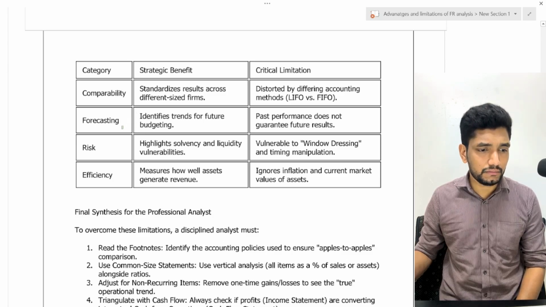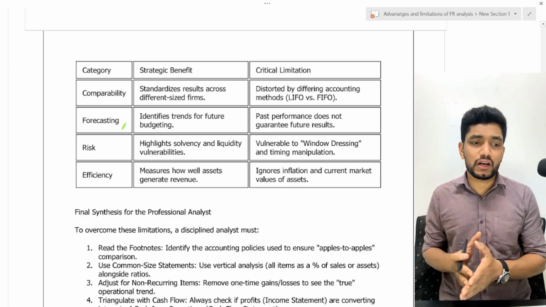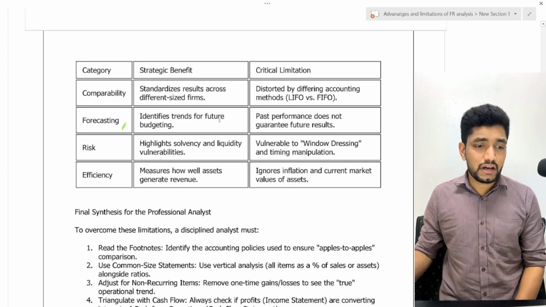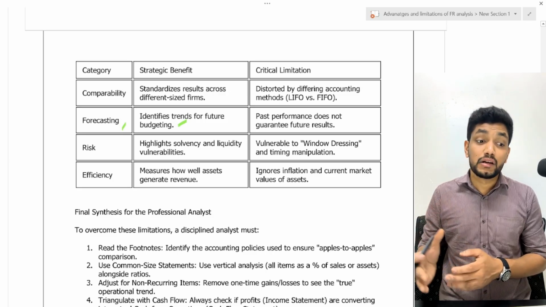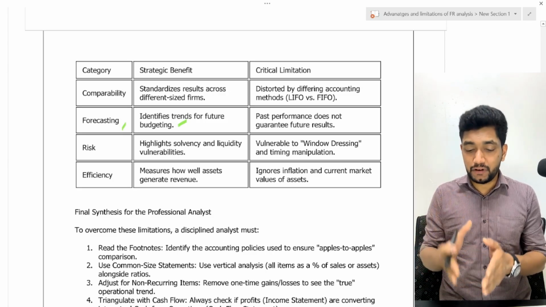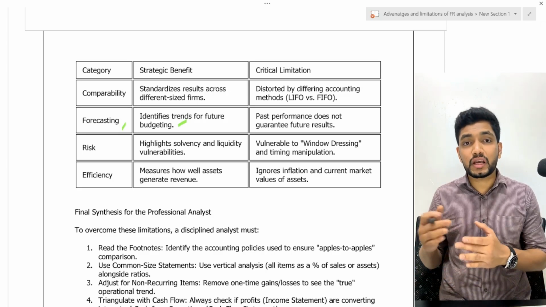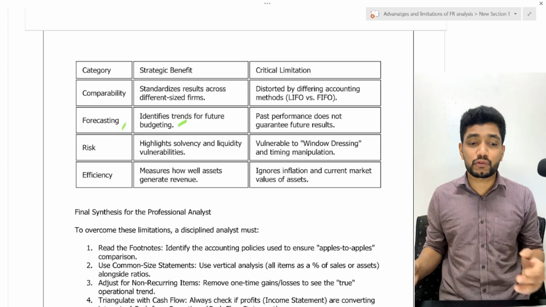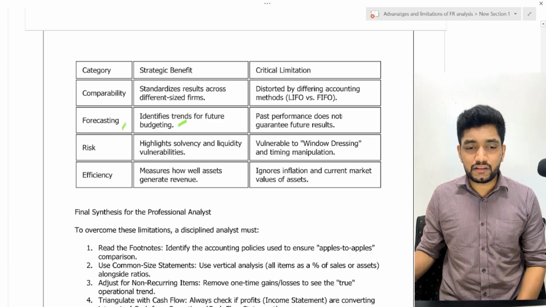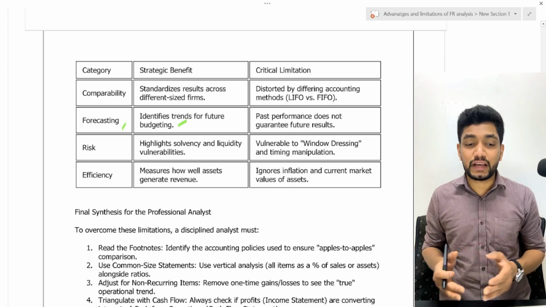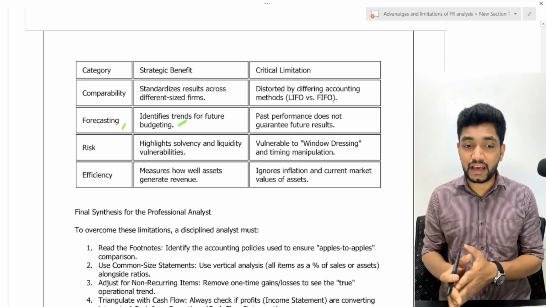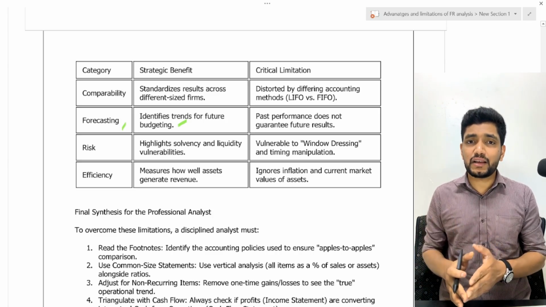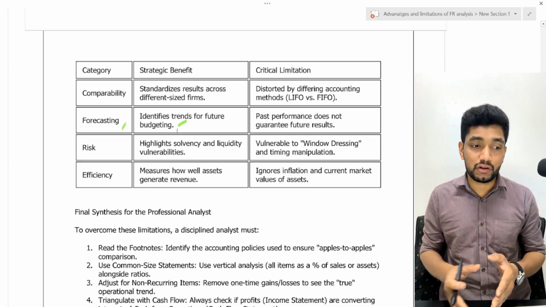Then the forecasting. In the aspects of forecasting, the benefit is identifying trends for future budgeting. If you are comparing financial ratios of different periods, it will give an outlook of how it will be in the future. Again, the limitation is that past performance does not guarantee future results. Past performance cannot 100% guarantee the future results. So this factor has to be considered, as it can be a limitation for forecasting.